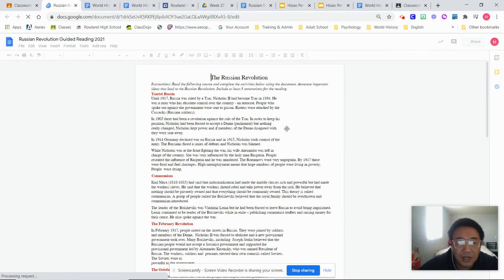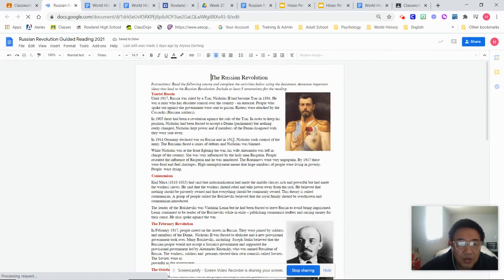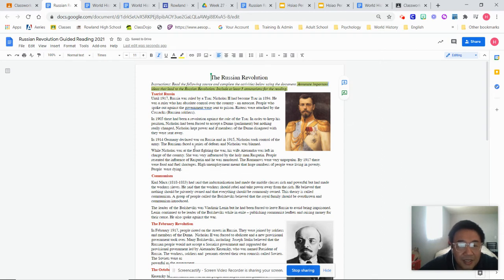All right, so in the instructions, make sure you complete the following sources and you look at all the things that actually led to the Russian Revolution. And very important, I'm going to even highlight this for you. Annotate, okay? Annotate does not just simply mean highlight, it literally means highlight and write something, okay?